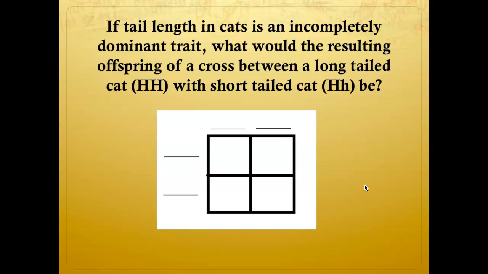Okay, let's go ahead and look at this problem. If tail length in cats is an incompletely dominant trait, what would the resulting offspring of a cross between a long-tailed cat with a short-tailed cat be? So here you have the long-tailed male, and this was a mistake, by the way. Short-tailed would look like this. So press this out.